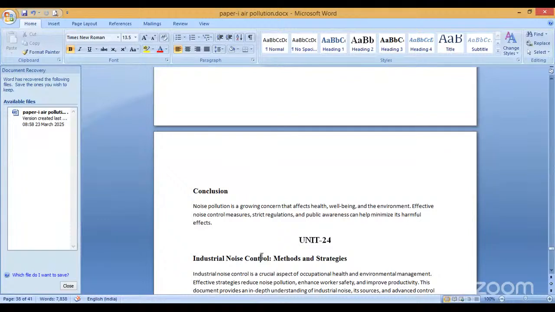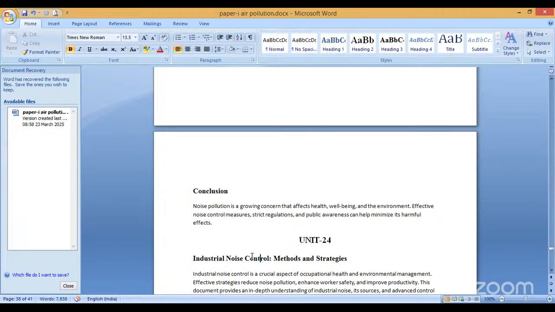Conclusion. Noise pollution is a growing concern that affects health and well-being. Strict regulations and public awareness help to minimize its harmful effects.